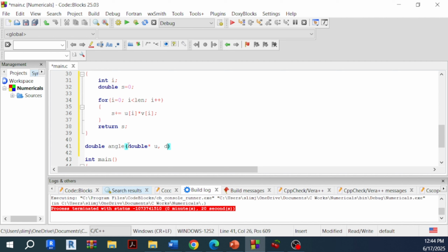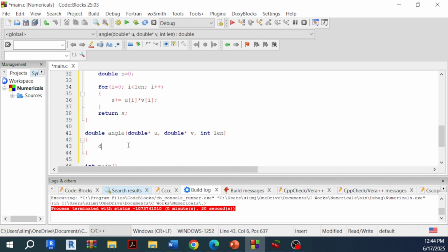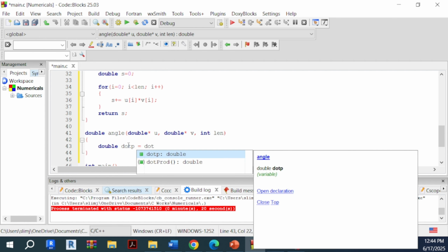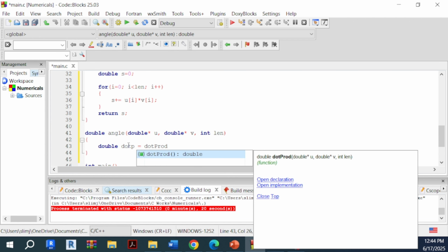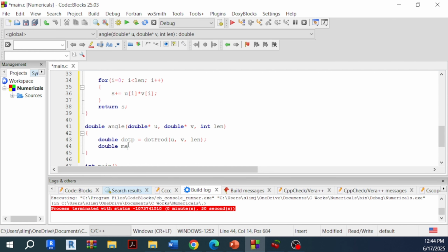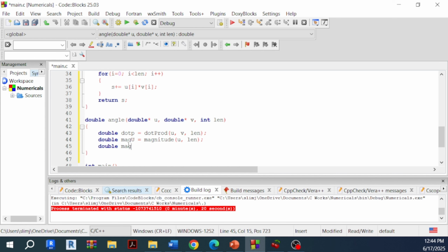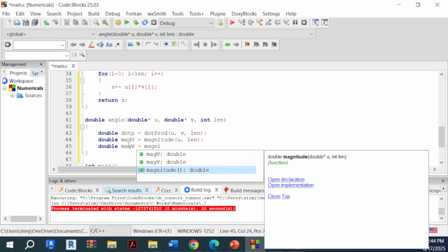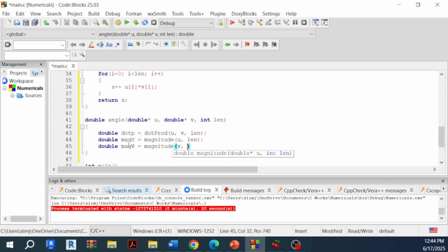Double angle, the function to get the angle between two vectors: double u, double v, and len. Double dot product equal to, we call the first function, dot prod u, v, len. Double the magnitude of u equal magnitude u, len. The magnitude of v equal magnitude v and len.